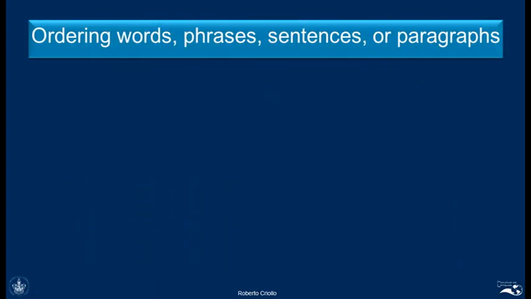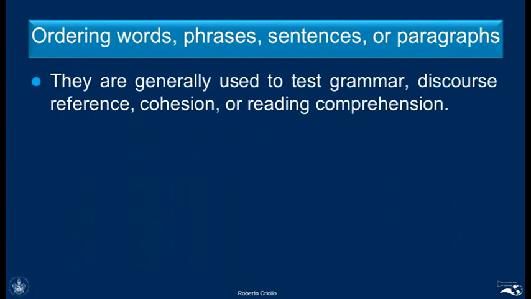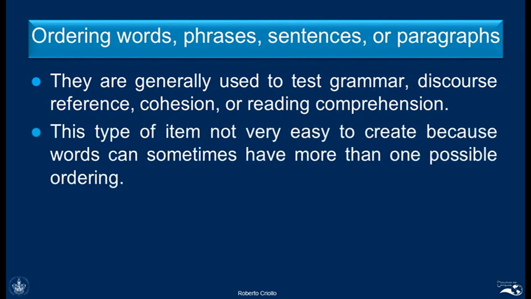Another kind of objective items are those that involve ordering words or phrases or sentences or paragraphs. These kinds of items are generally used to test grammar, because grammar involves the order of words, which we call syntax, and also they are used to assess discourse, reference, or cohesion, or reading comprehension in general. We need to say that these kinds of items are not very easy to create, because words can sometimes have more than one possible ordering.